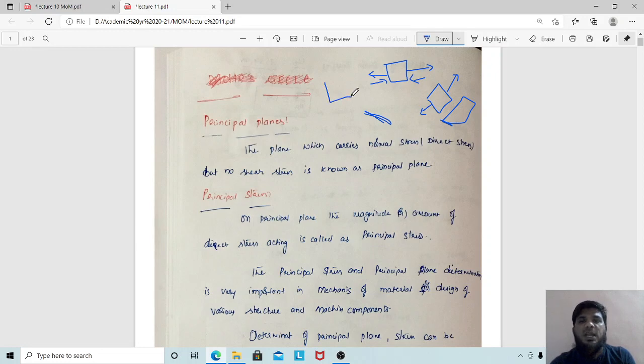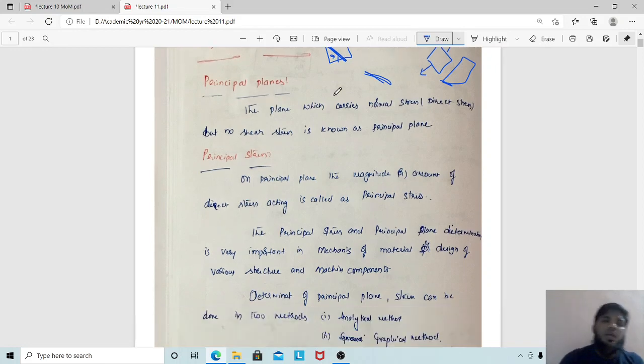If there is a material like this, and you want to find a particular plane on which you want to know how the stresses are going to act, this plane is called an oblique plane, which is making an angle theta with either horizontal or vertical. So based on the type of problem, we are going to solve this. So principal stresses. So what is principal stress?